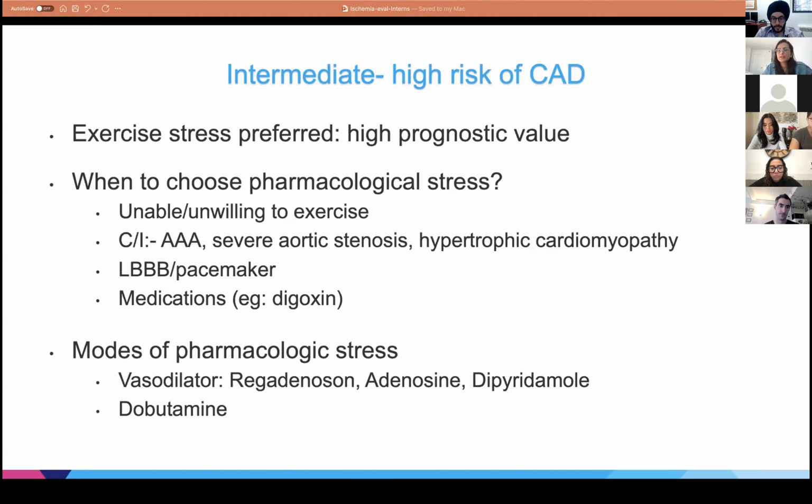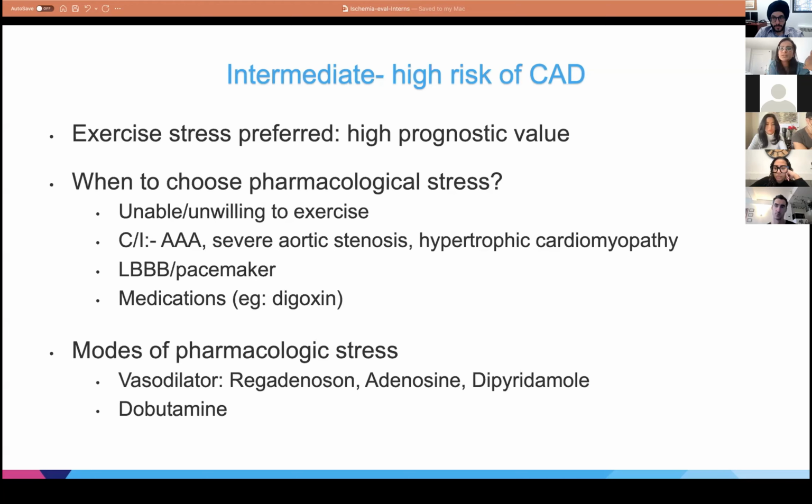When would you choose pharmacologic stress? First, when the patient has arthritis and cannot really exercise to a good workload. To have a diagnostic exercise test, the heart rate pressure product, which is the multiplication of your heart rate and your blood pressure, matters. The patient has to exercise to at least 85% of their maximum predicted heart rate for a test to be diagnostic, to be very sensitive in terms of ruling out disease when you combine it with imaging.